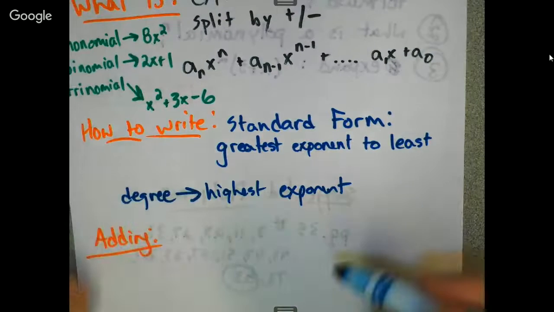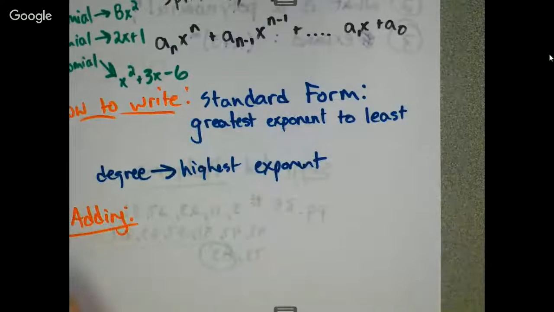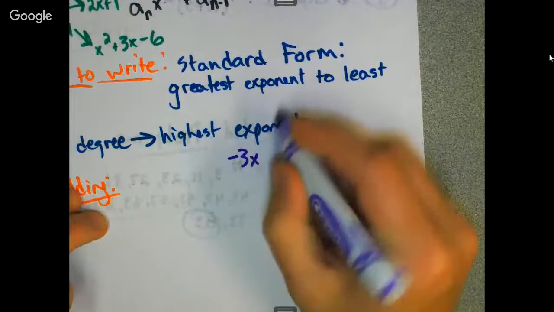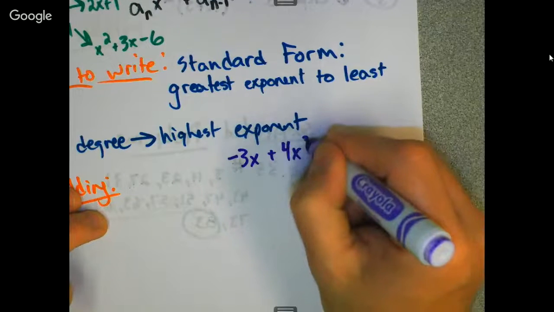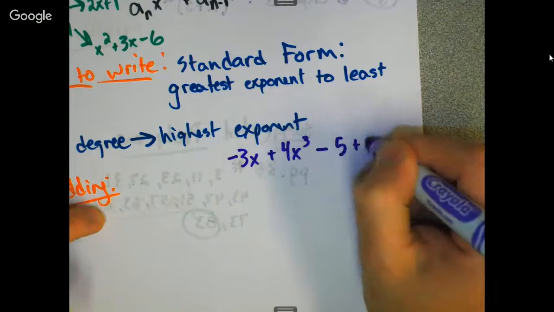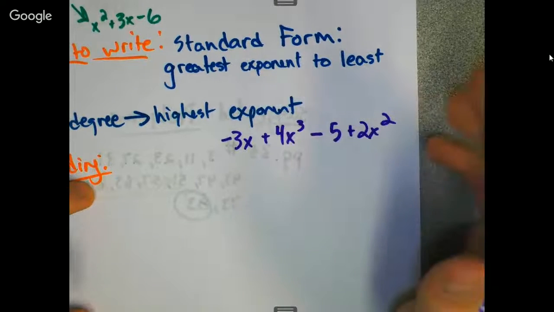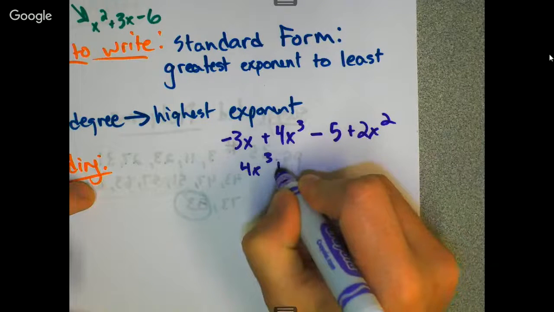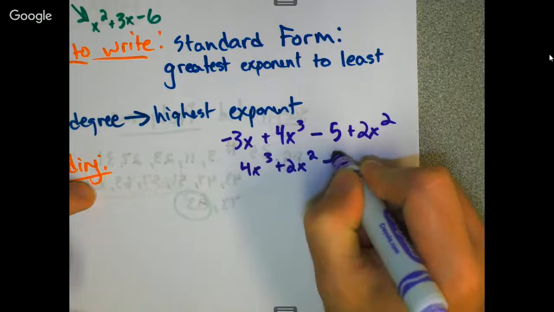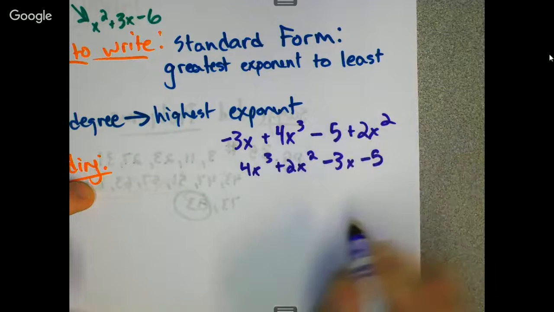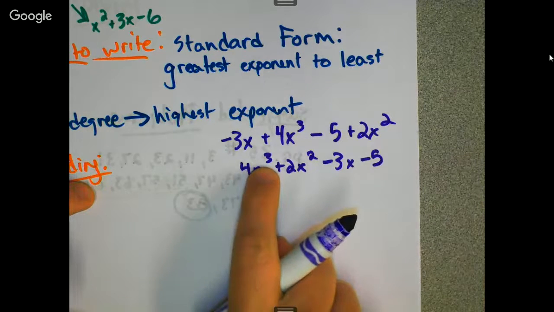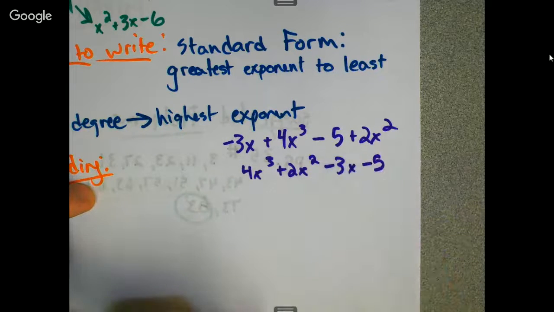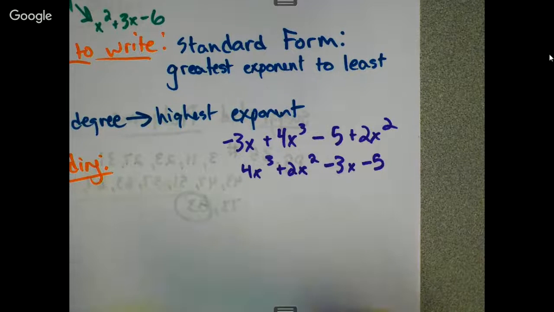So if we write something, say we write a problem kind of out of order, let's say we have negative 3x plus 4x to the third minus 5 plus 2x squared. Okay, that is out of order, so we want to write it in the correct order, which is highest exponent. Okay, so this actually has a degree of 3, has a leading coefficient of 4, and this number out here without the variable, we call that our constant term.